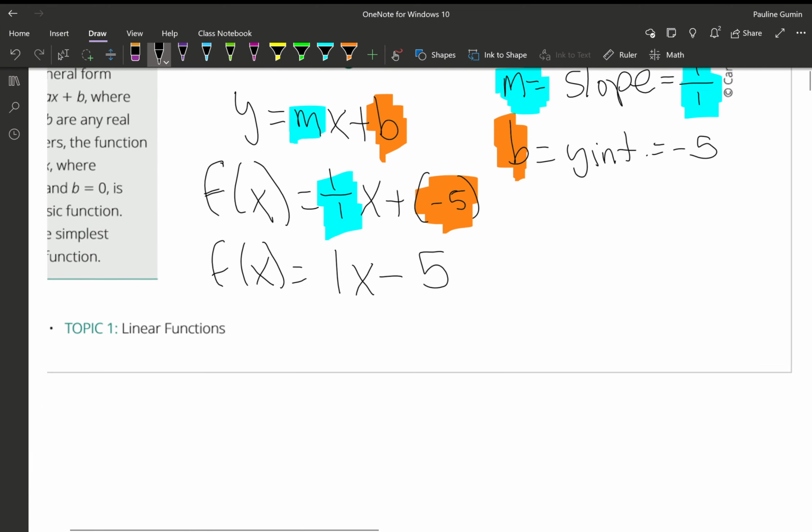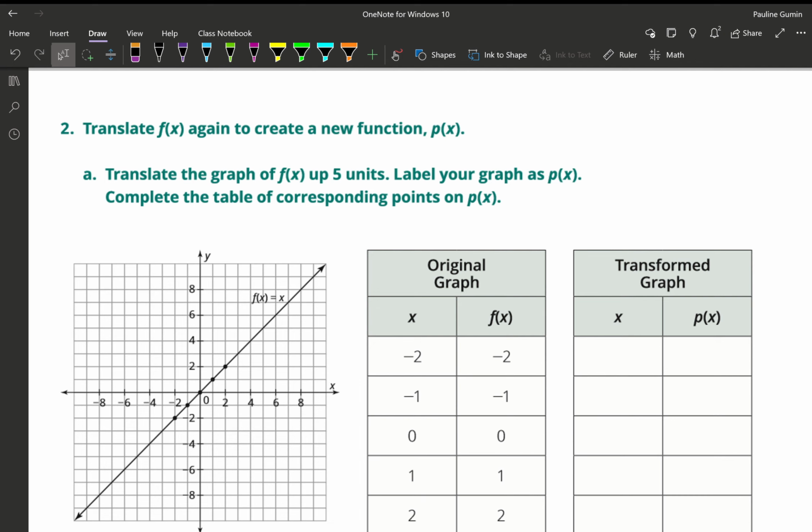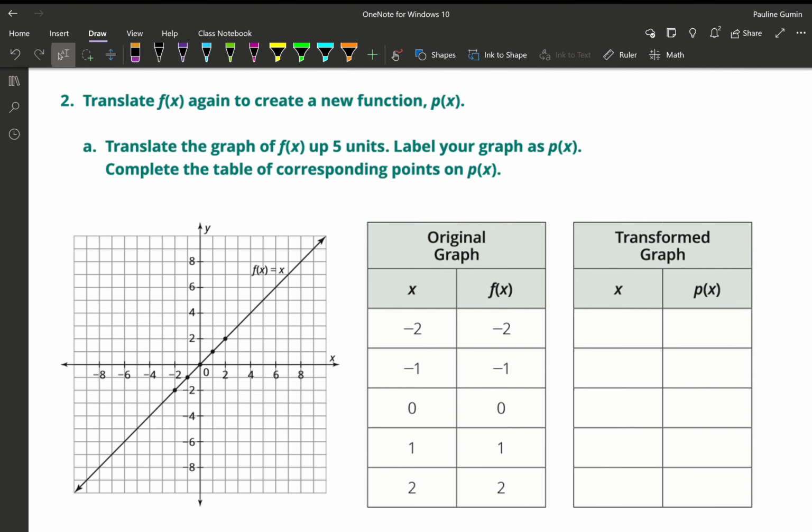Beautiful. Number 2, let's translate f of x to create a new function, p of x. So here is f of x. Letter A asks us to translate it 5 units upwards. Okay, let's do it. I'm going to use some of these points that are already labeled for us. Okay, so I'm going to go up 1, 2, 3, 4, 5. So at -2 now, for the x's, I am at 3. Okay, let's go up 1, 2, 3, 4, 5.